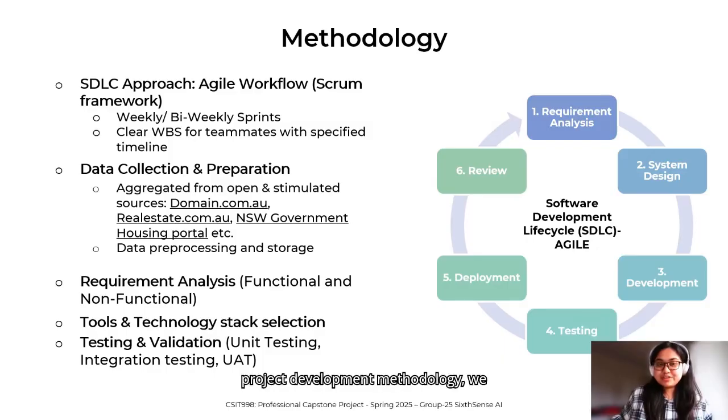For the project development methodology, we adopted an agile scrum workflow running weekly or bi-weekly sprints with clear task ownership. Our data was gathered from trusted sources like Domain Real Estate and the NSW Government Housing Portal. Each sprint included requirement analysis, design, implementation, and testing, ensuring a continuous cycle of improvement. Now let's see how these efforts came together in our overall system design.